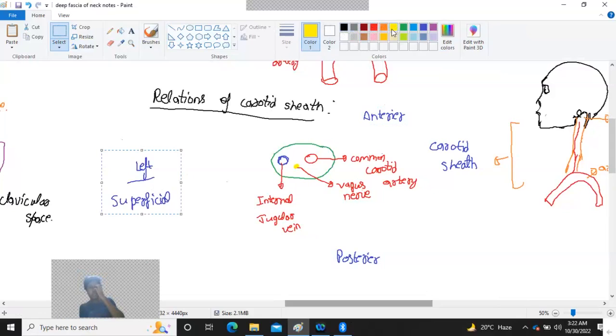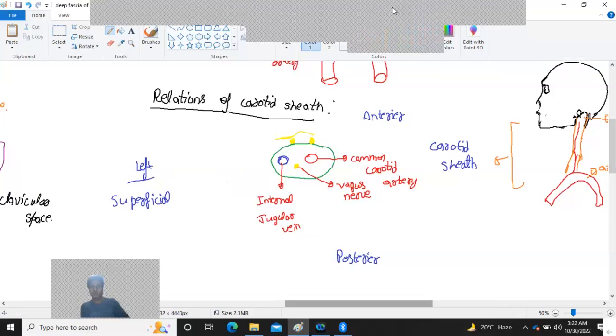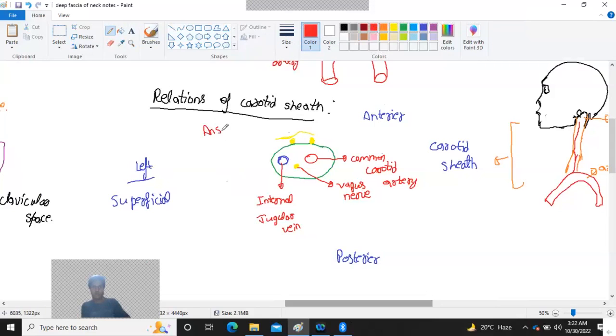Our main focus is the relations of this. For relations, anterior to it there is a nerve loop called ansa cervicalis. We will cover this later. Some things we understand later. It is a loop of nerve. This is the loop, so it has two ends. If we cut this loop like this, we have two points of the loop. Ansa cervicalis is a nerve loop that supplies the strap muscles.